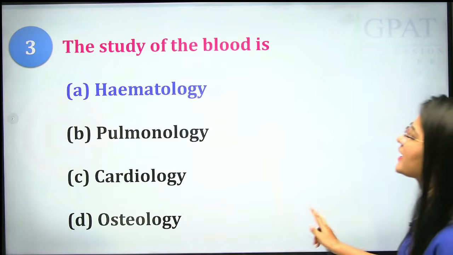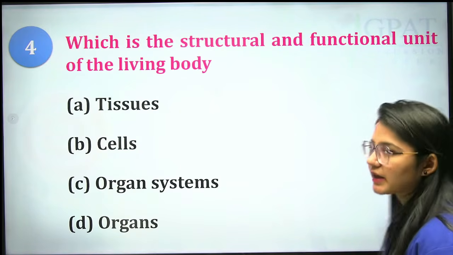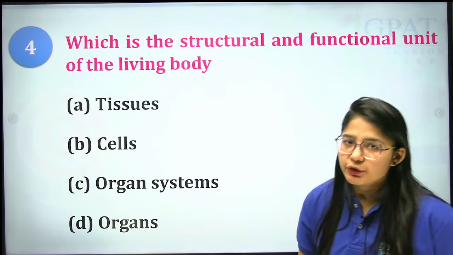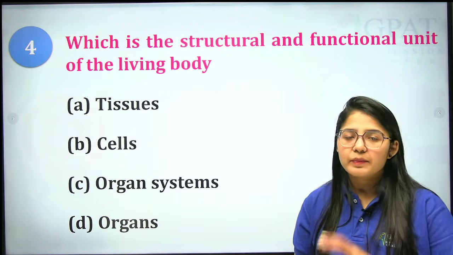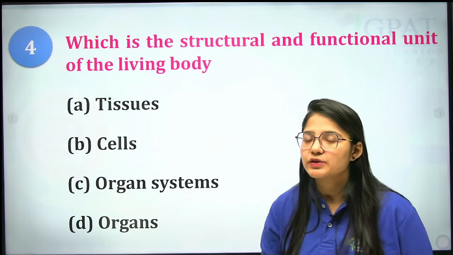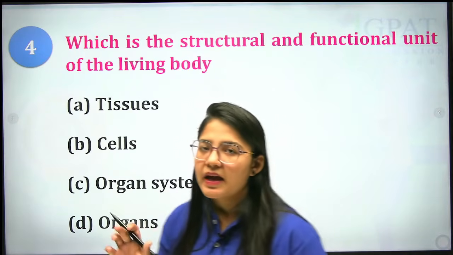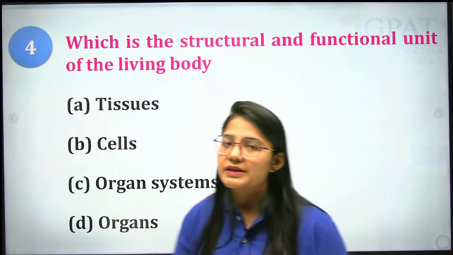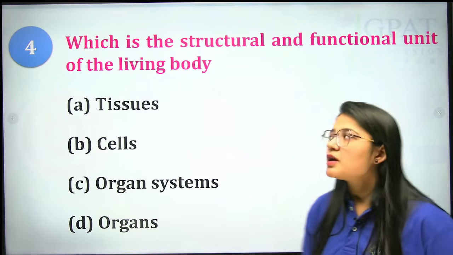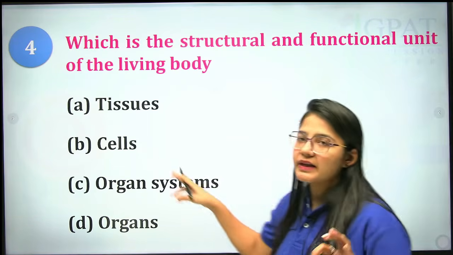Okay. Next question. Which is the structural and functional unit in the living body? As you all know, our body is composed of cells, and the group of cells is known as tissue. Similarly, the tissues form organs, and the group of organs forms the organ system, and all organ systems form a complete human being. So, the structural and functional unit of the living body is cell.